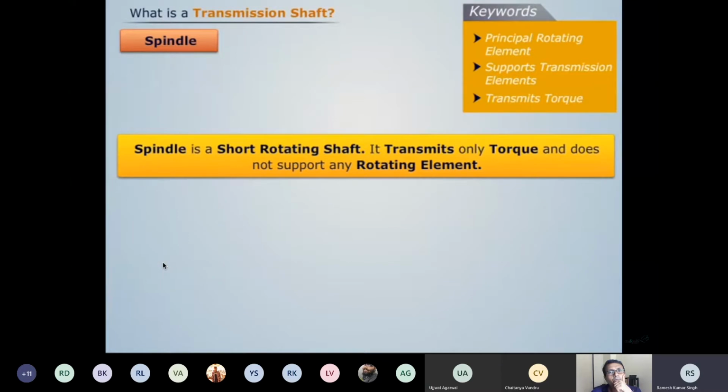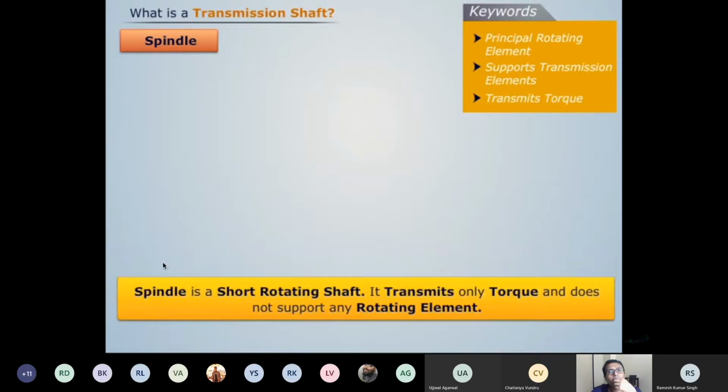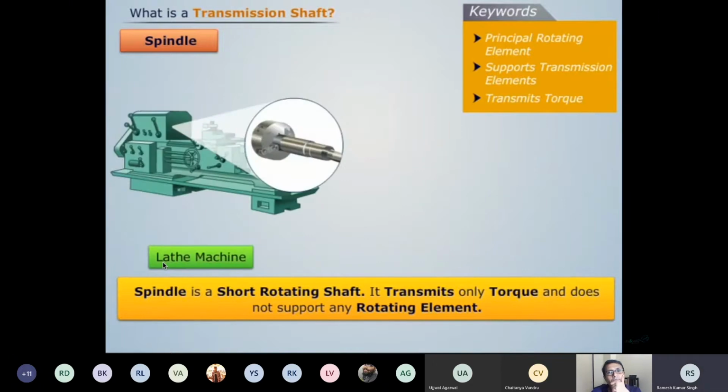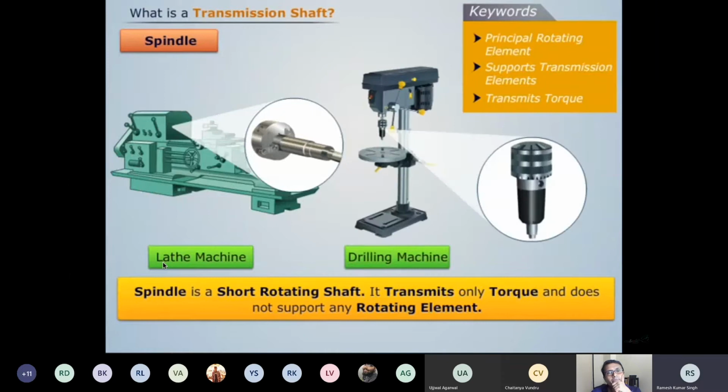Spindle is a short rotating shaft. It transmits only torque and does not support any rotating element. It is used in all machine tools, such as the small drive shaft of a lathe machine or the spindle of a drilling machine.